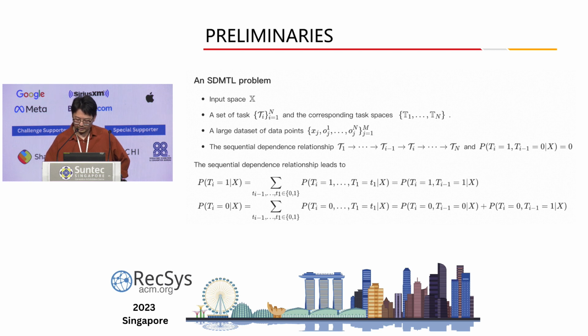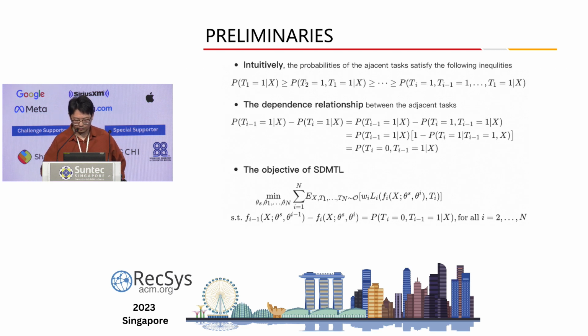For the sequential dependency, one of the core properties is that if the event Ti-1 is not triggered, then the event Ti must not occur. Intuitively, the probabilities of the adjacent tasks satisfy the following inequalities. Actually, in this work, we found that the dependency relation between the adjacent tasks satisfies a more accurate equation relationship.